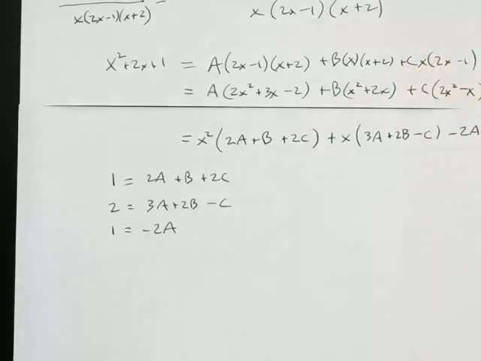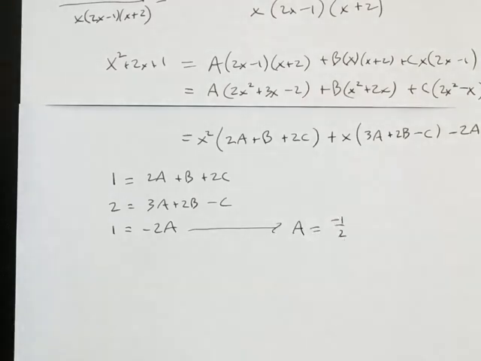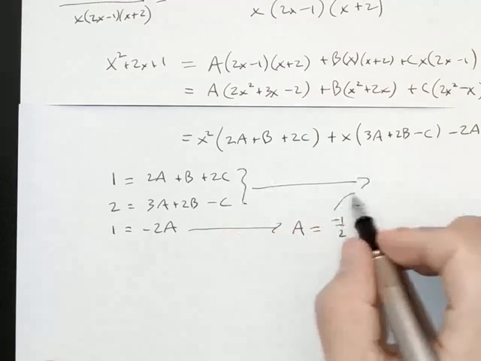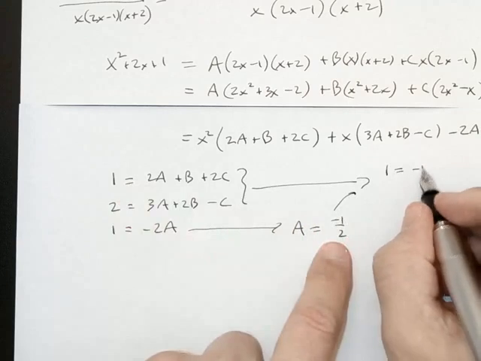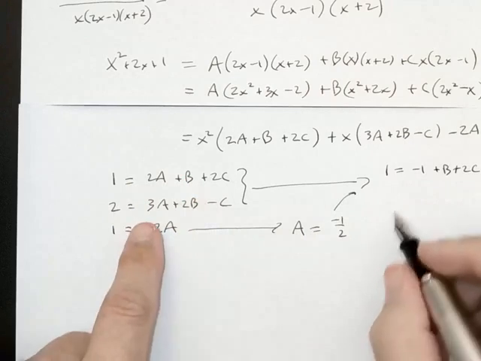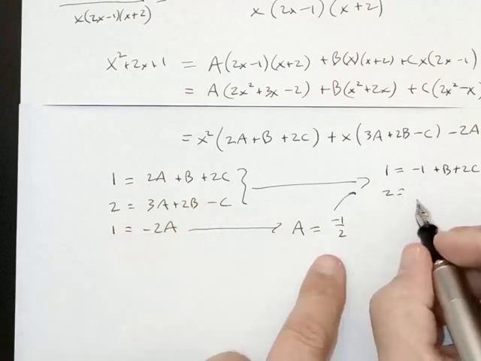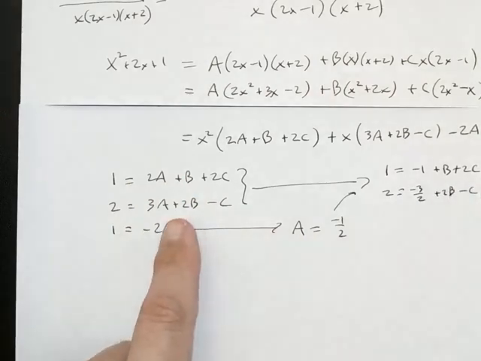How can I find the value of A? It's right there on the bottom. Now take that value and put it into the top two equations. Two times negative 1/2 is negative 1, plus b plus 2c. 2 is equal to 3 times negative 3 halves, plus 2b minus c.